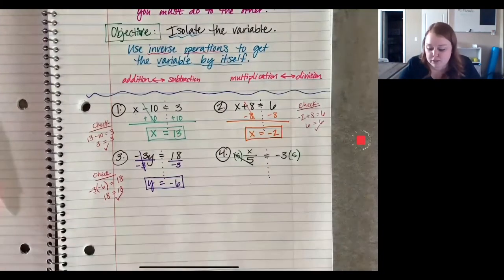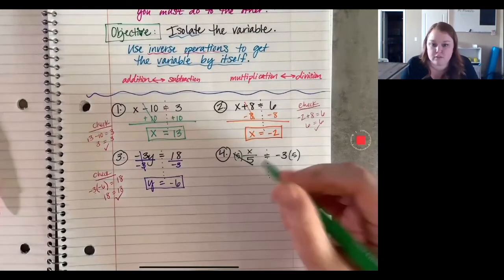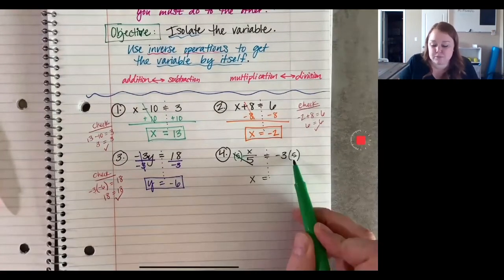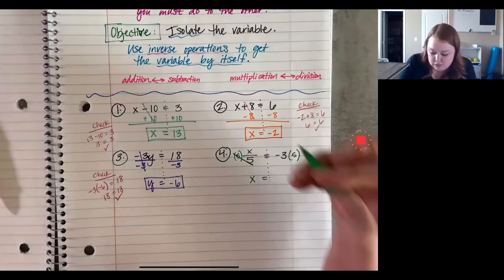So what am I left with? I'm left with x, which is the whole point. And I just need to figure out what this is. -3 times 5 is -15.